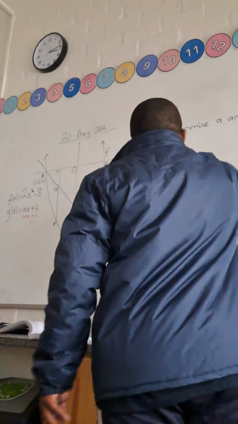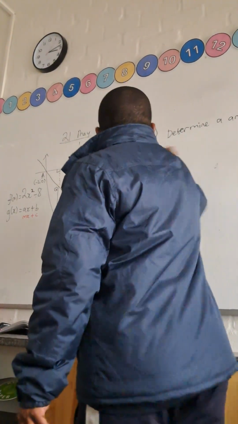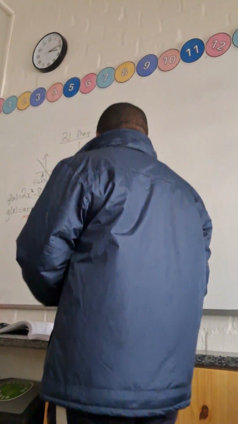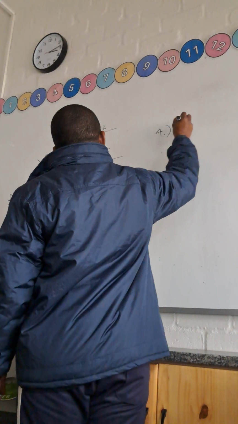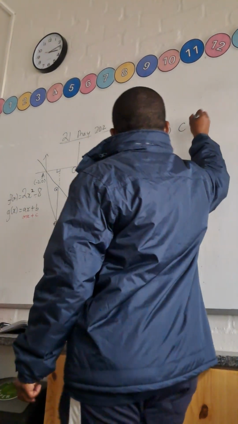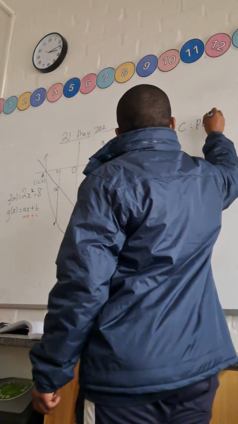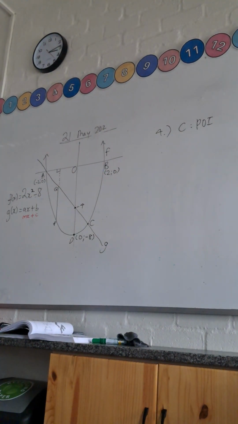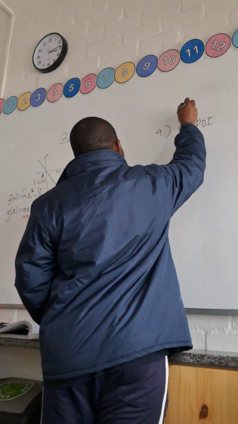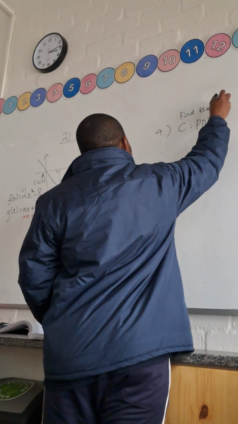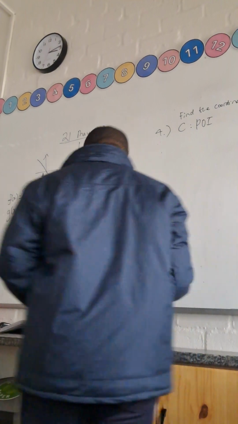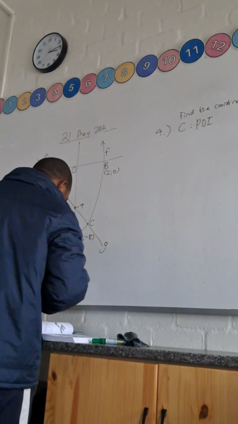Let's go now. The next part was to find the coordinates of C. C is a point of intersection. What do you always do when you find the coordinates of the point of intersection? POI stands for point of intersection. Sorry, I didn't write down the question: find the coordinates of C. That's what they're asking you now.